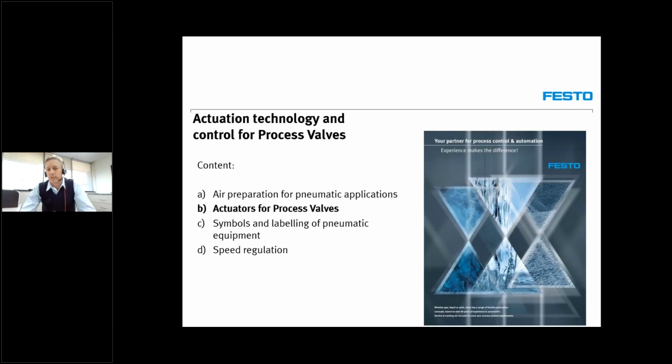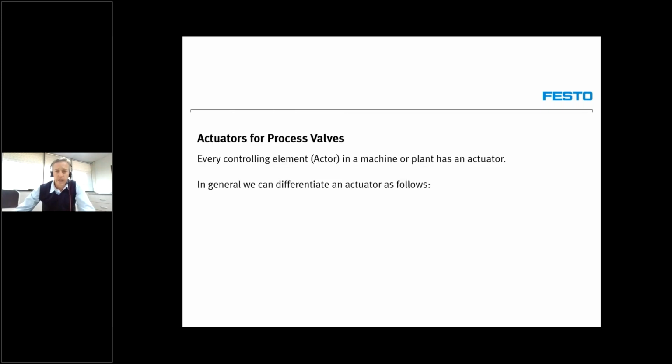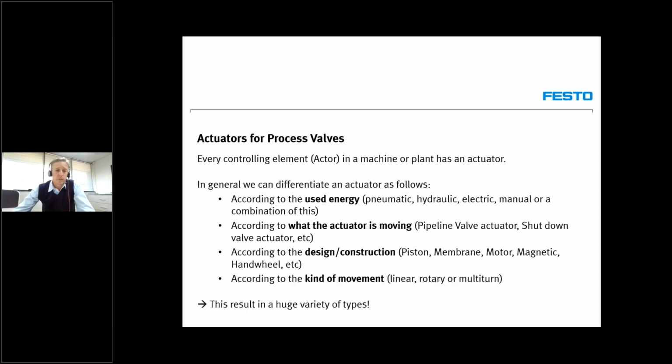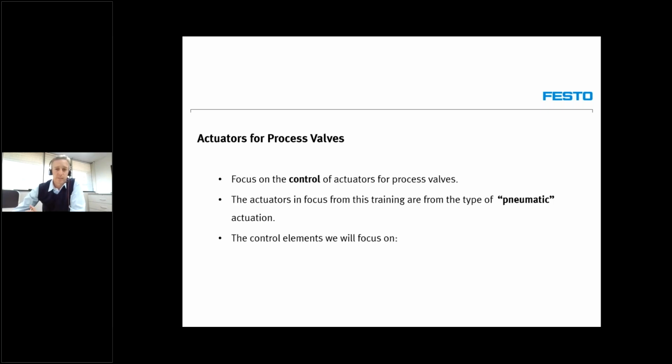Now, the next topic I would like to touch on is actuators for process valves. And every controlling element in a plant has an actuator. Actuators are classified according to the type of energy used, what it is moving, the type of construction, and according to the type of movement, whether it's linear, rotary, or multi-turn. Now, if you consider all these combinations, you would agree that it results in a huge variety of available actuators.